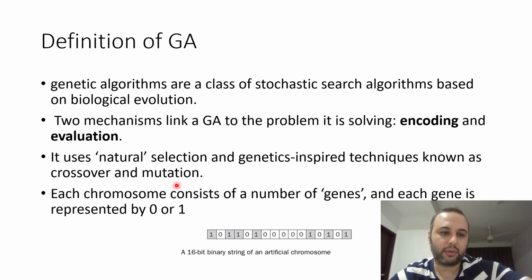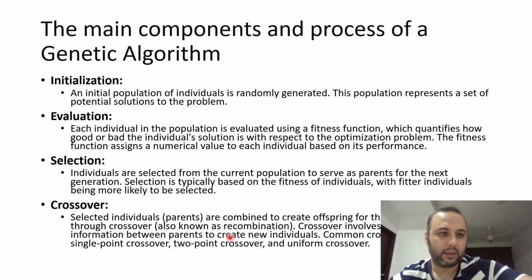They call it crossover and mutation. Each chromosome consists of a number of genes. Each chromosome, which is one member of the population, has genes. The genes are binary, 0 and 1. That's why we need decoding, to make the 0s and 1s meaningful for the algorithms.